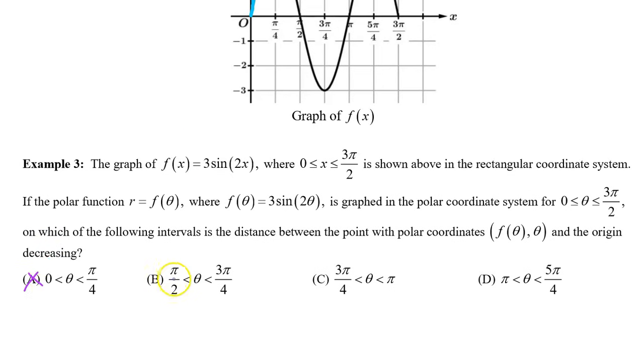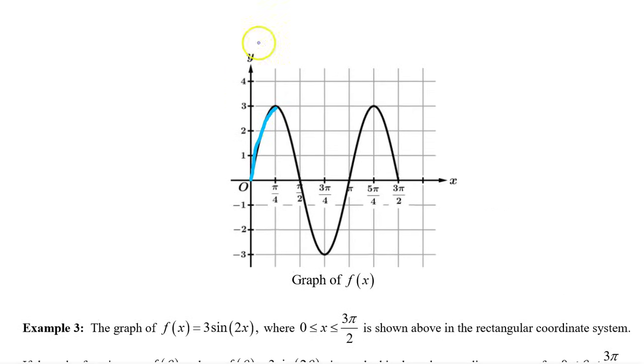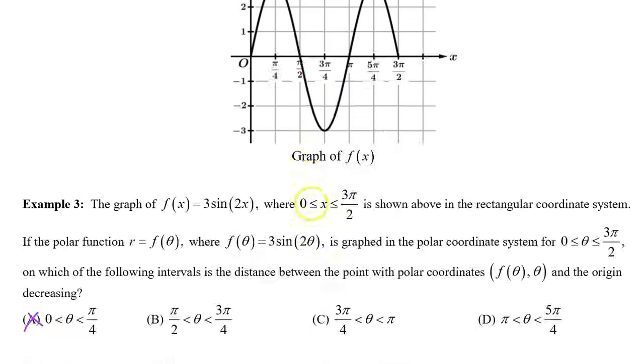Option B speaks of the interval between pi over 2 and 3 pi over 4. From pi over 2 to 3 pi over 4 is this interval right here. The distance between the origin, which is represented by the x-axis, and the point is increasing on this interval. All right, we are getting further away from the origin. We are looking for a decreasing distance, so the answer is not B.